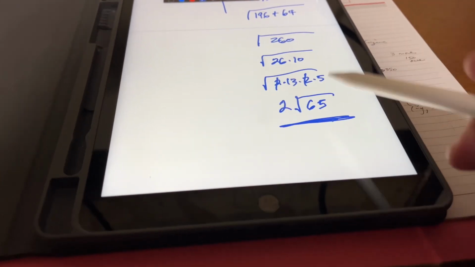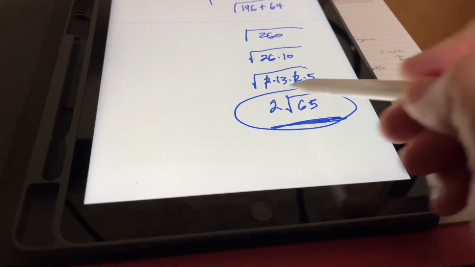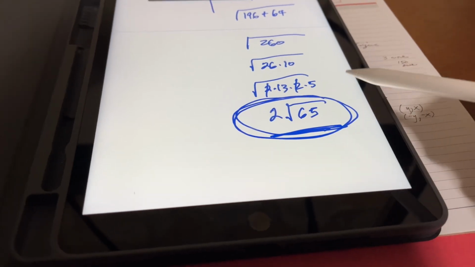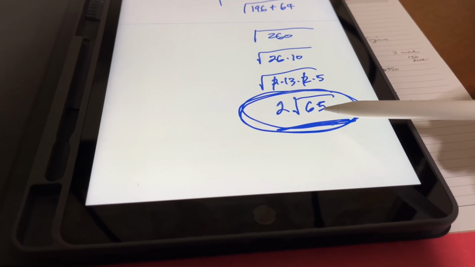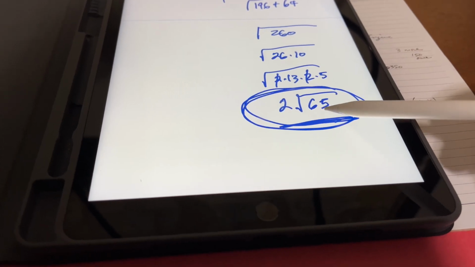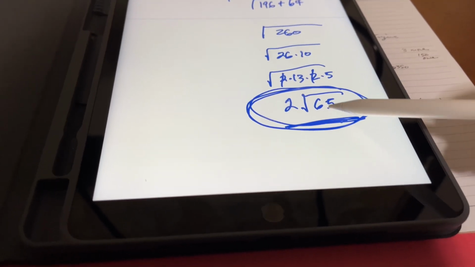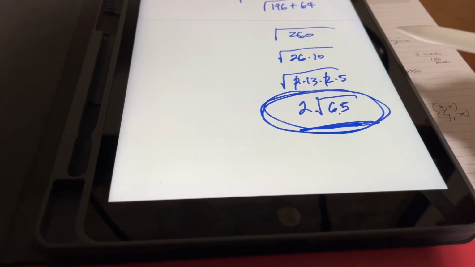What I'm saying is, of course you could put this into a calculator and you could see that it's about 16, but I'm just estimating the answer. The square root of 64 is 8. This is the square root of 65. So this part's real close to 8. 8 times 2 is 16.